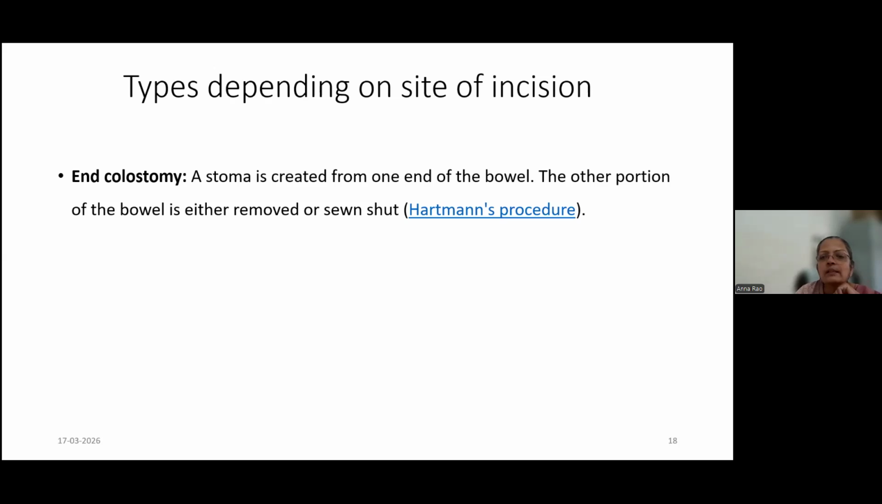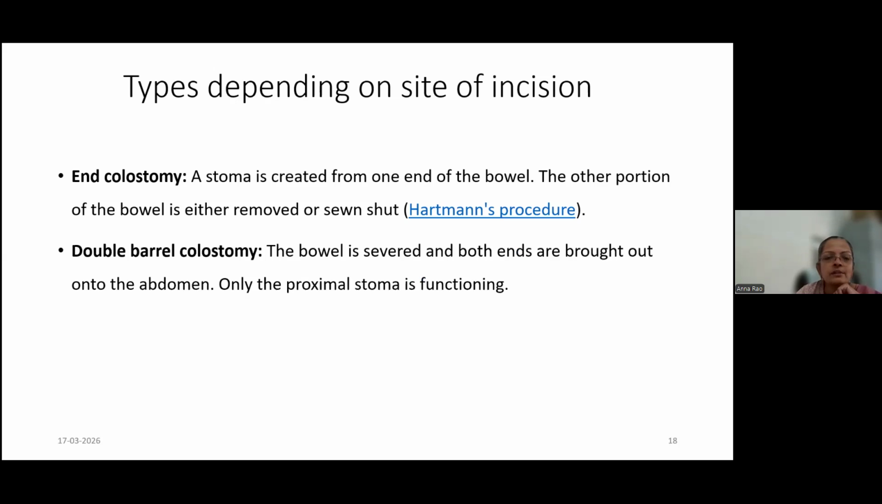Okay. Then the other type is end colostomy. It is also known as Hartmann's procedure. Okay, here the stoma is created from one end of the bowel, and the other portion of the bowel is either removed or it is closed. Double barrel colostomy is also there. Here the bowel is severed and both the ends are brought out onto the abdomen. But only the proximal one will be functioning.